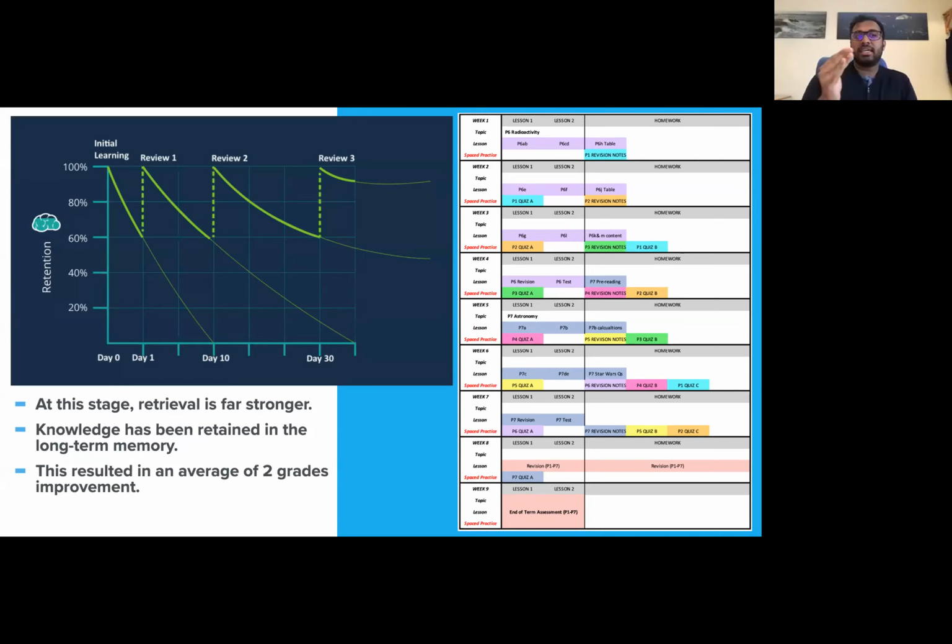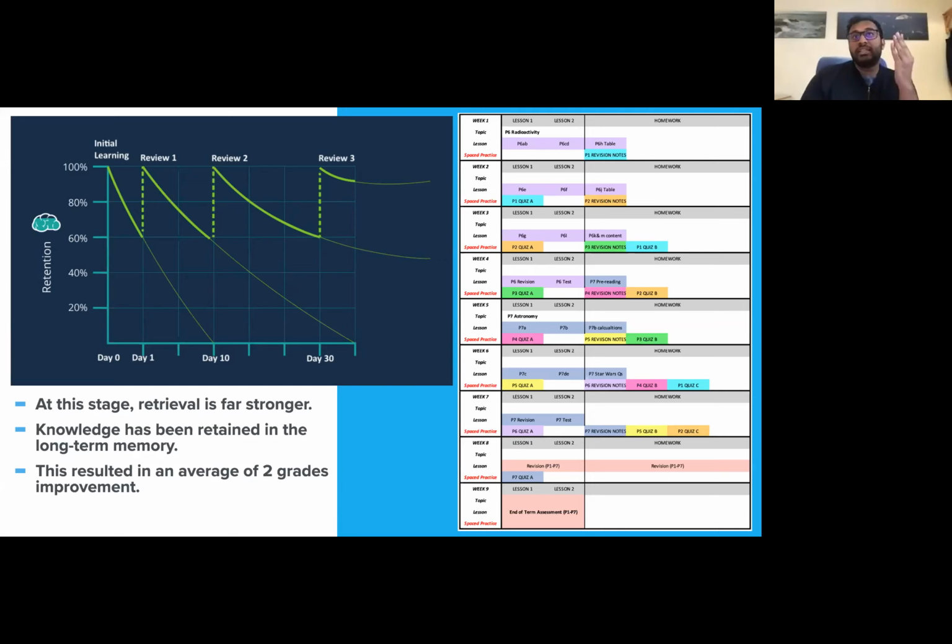At this stage, retrieval is far, far stronger. If you try it, you'll definitely see it in your lessons. Retrieval is far, far stronger, and knowledge has certainly been retained in the long-term memory. And this has been done not just in my class, but across my school, and it's resulted in an improvement of 2 grades per class on average, just because students can simply remember what they've done previously.